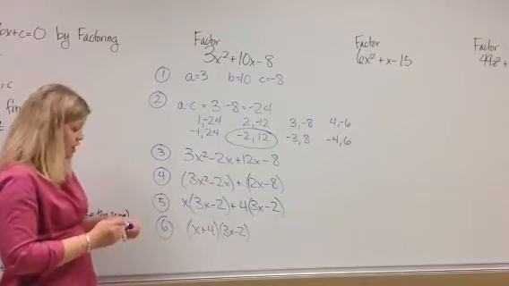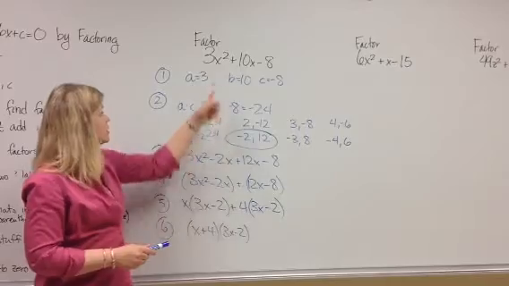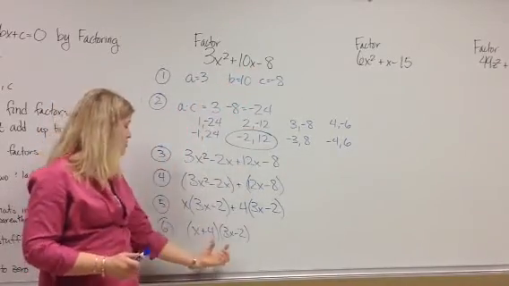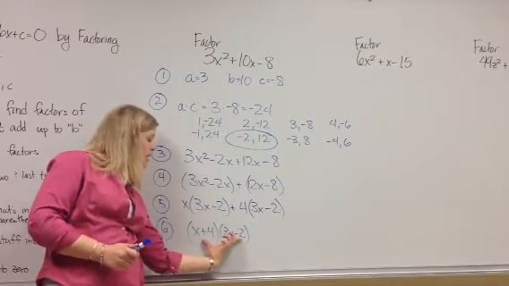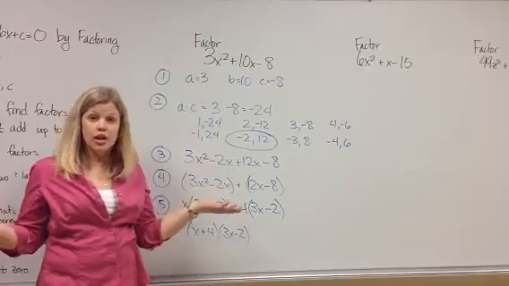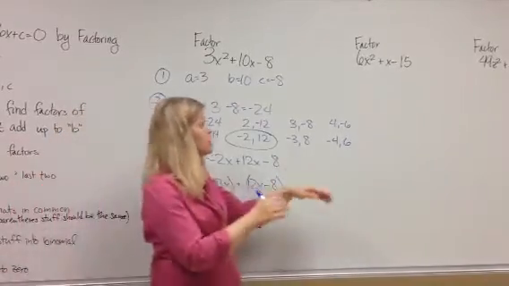And you could always check these. X times 3x, yep, 3x squared. 4 times negative 2, oh yeah, that gives us negative 8. And I bet if we do the inner terms and the outside terms, we're going to get positive 10. You did it. You're great. Let's move on to the next one.